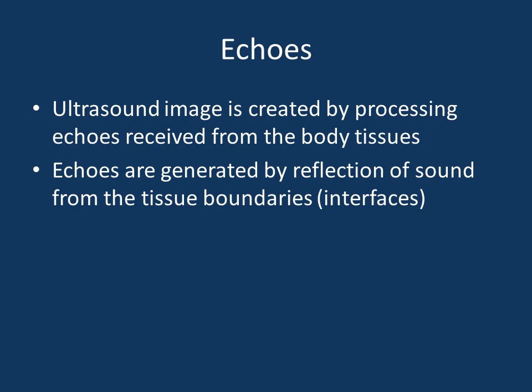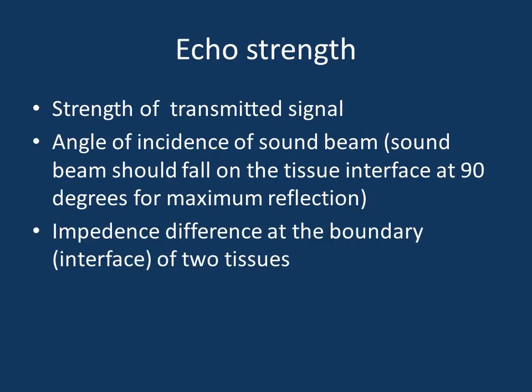The ultrasound image is created by processing echoes received from the body tissues. Echoes are generated by reflection of sound from the tissue boundaries or interfaces. The echo strength depends on the strength of the transmitted signal, the angle of incidence of the sound beam, and the impedance difference at the interface of two tissues. The sound beam should fall on the tissue interface at 90 degrees for maximum reflection.